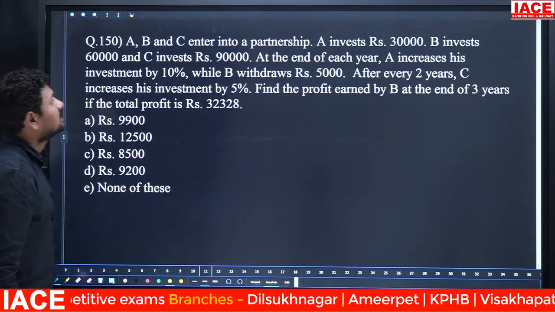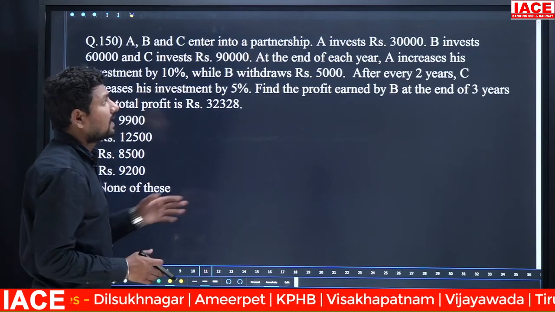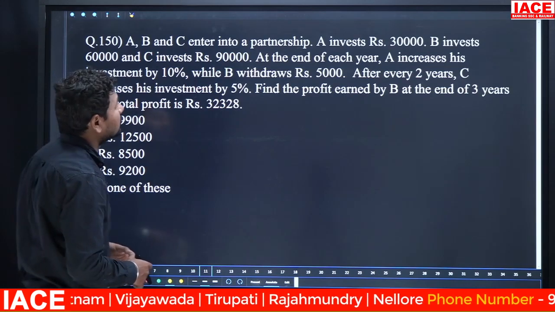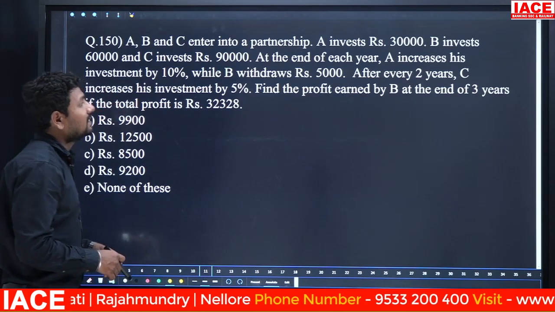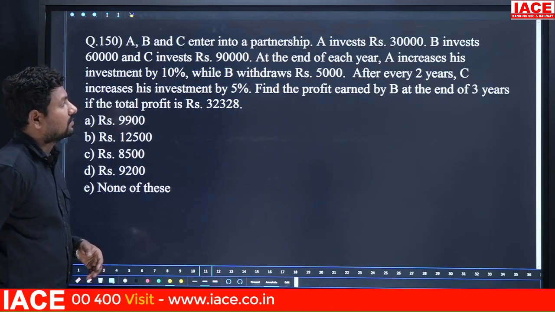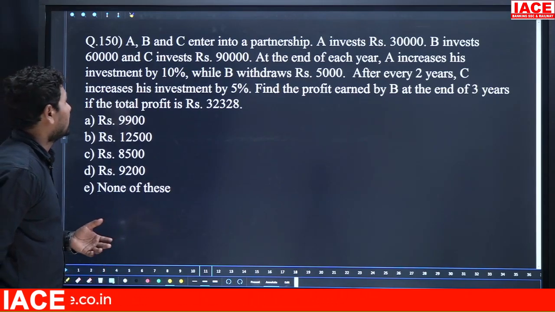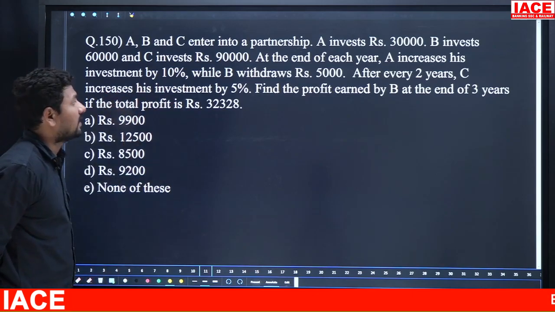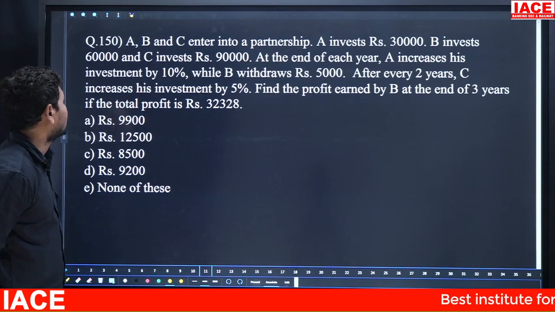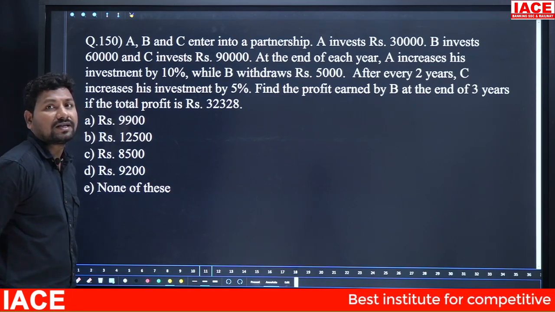Next, A, B, and C enter into a partnership. A invests 30,000, B invests 60,000, C invests 90,000. At the end of each year, A increases his investment by 10%, while B withdraws 5,000 rupees. After 2 years, C increases his investment by 5%. Then find the profit earned by B at the end of the 3 years.